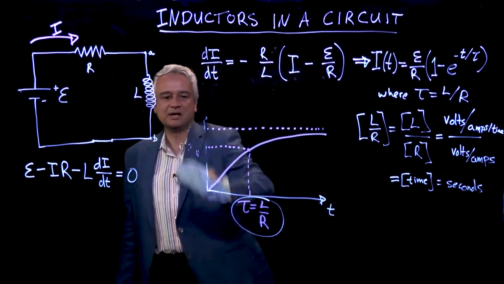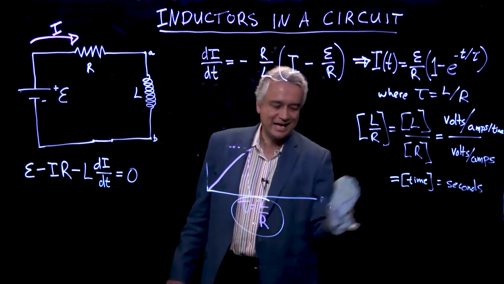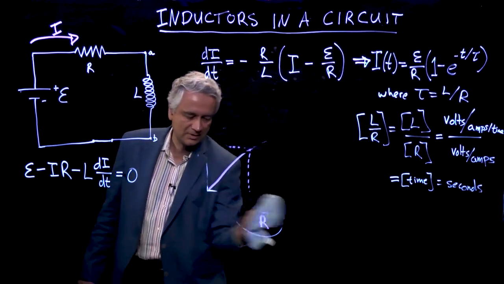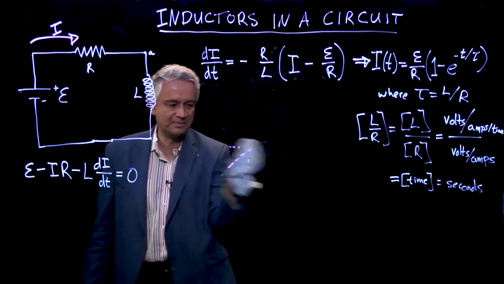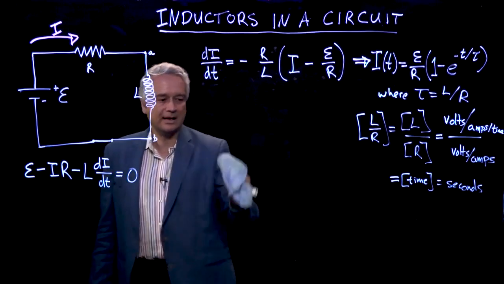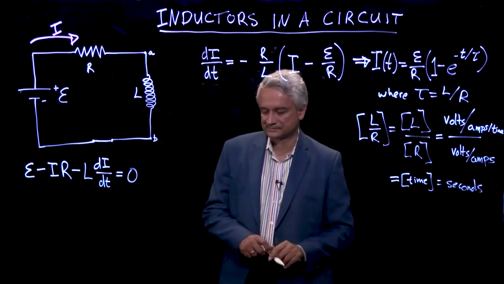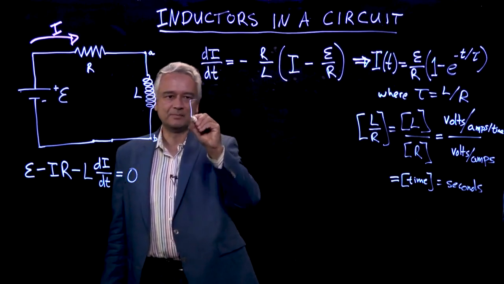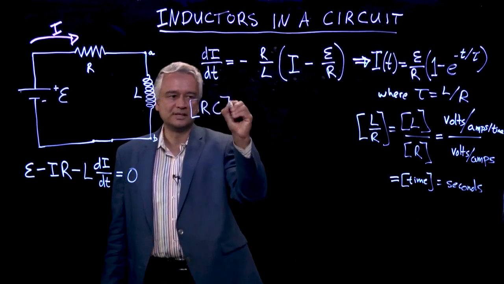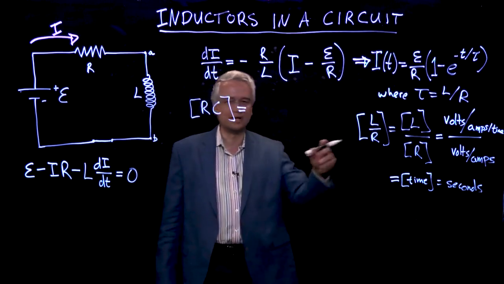So let me first erase this just because I need the space. And if I cast my mind back to our discussion of the RC circuit, there was a time constant there also. And the time constant there was RC. So let's just check that in the same way. Let's ask, what are the units of RC? Well, the units of R, we did that already, volts over amperes.